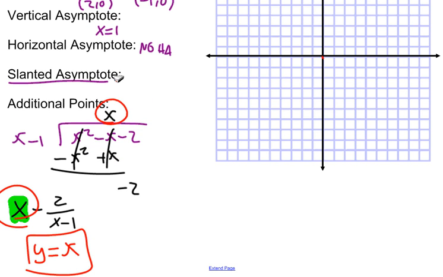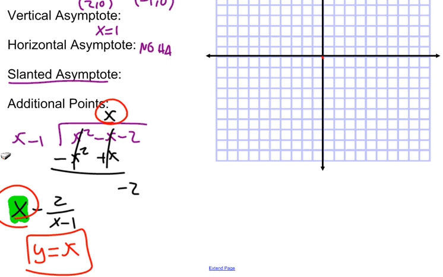So we do the whole long division, and all we take from it is just the quotient, x. So it's always going to be y equals, and then whatever the quotient is. And in this case, it's going to be x. All right? And that's how you find the slanted asymptote.